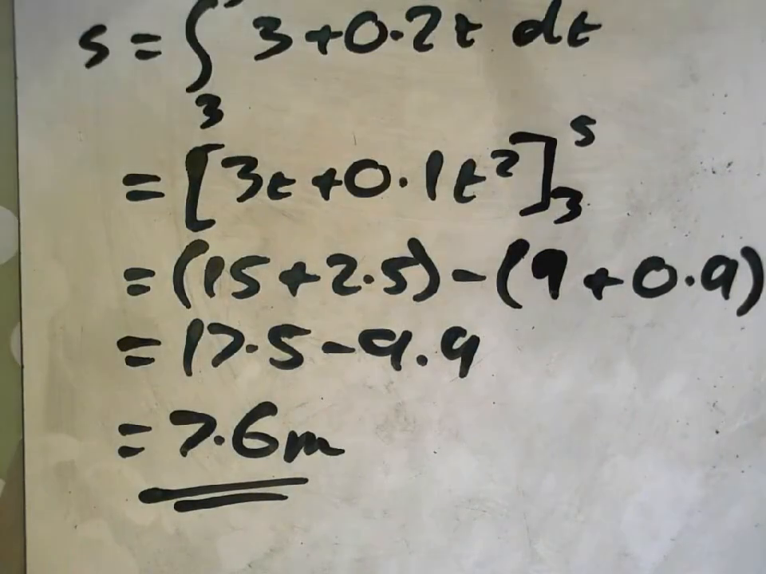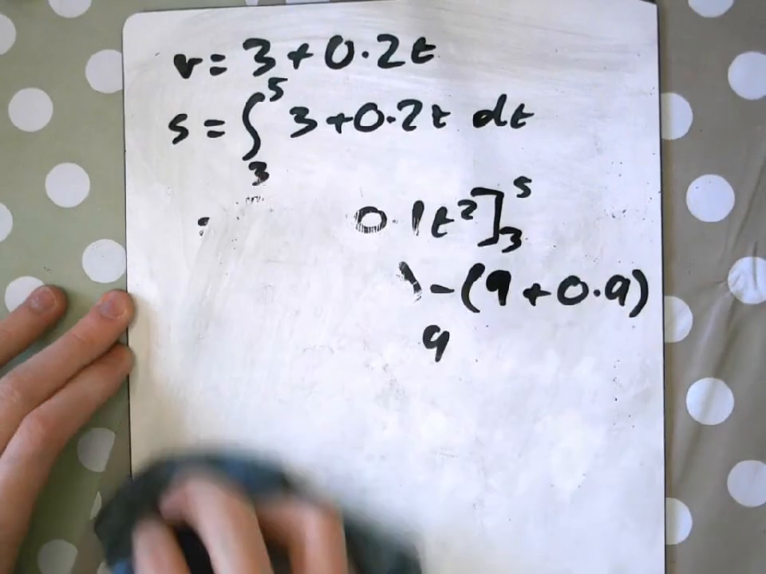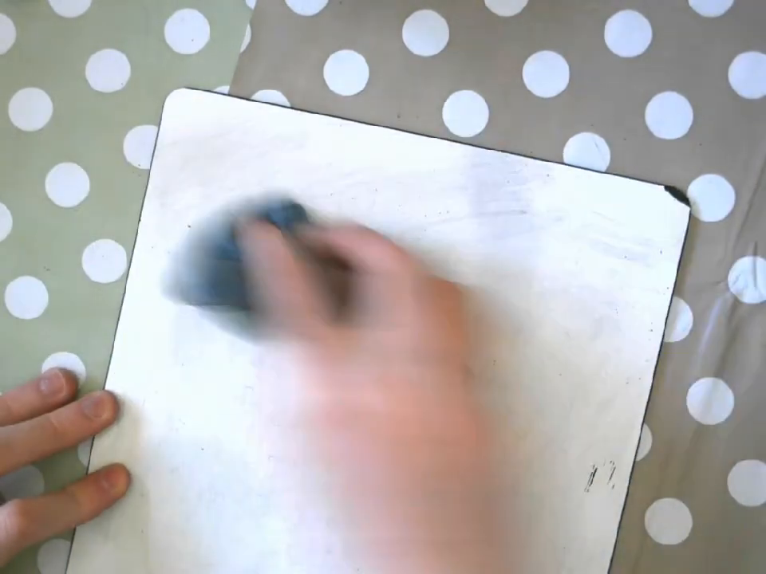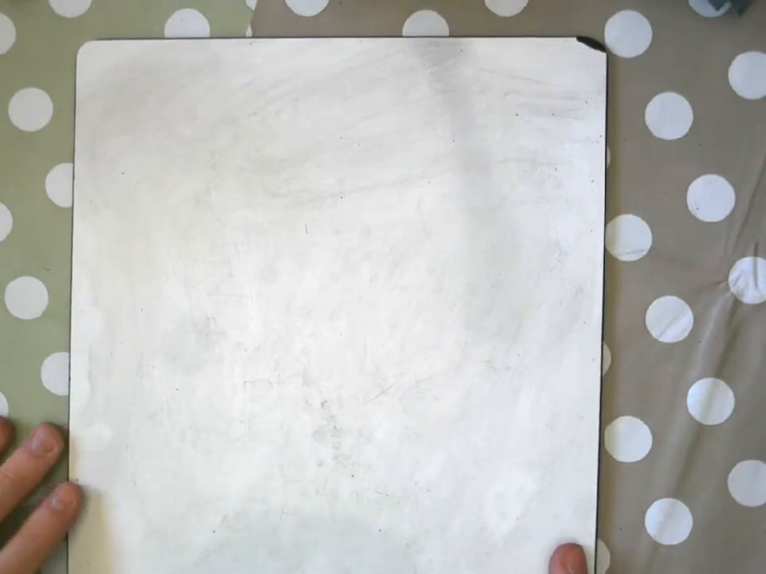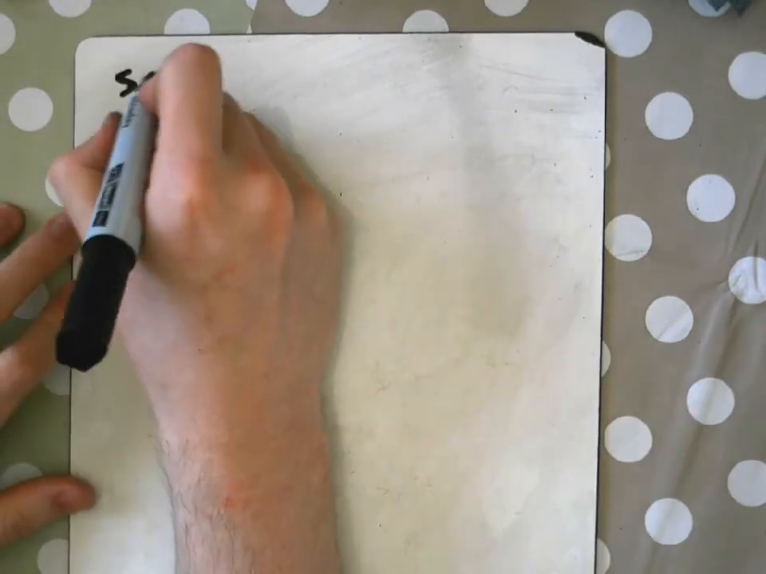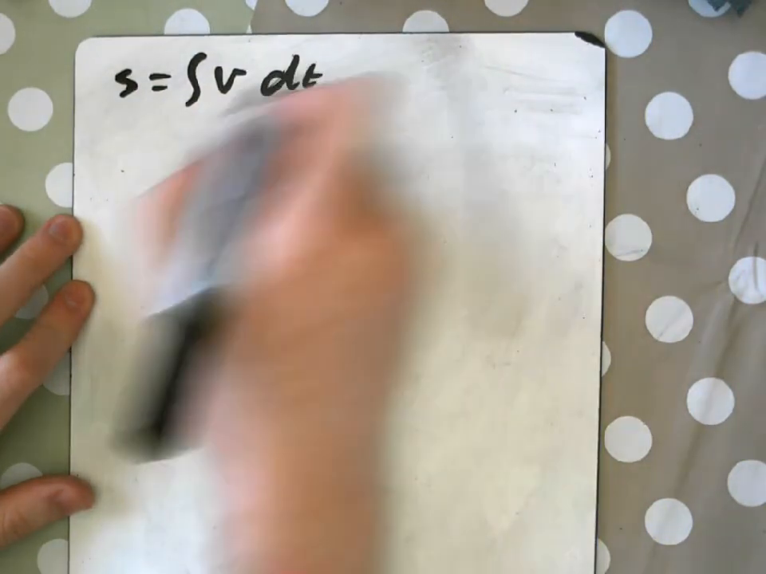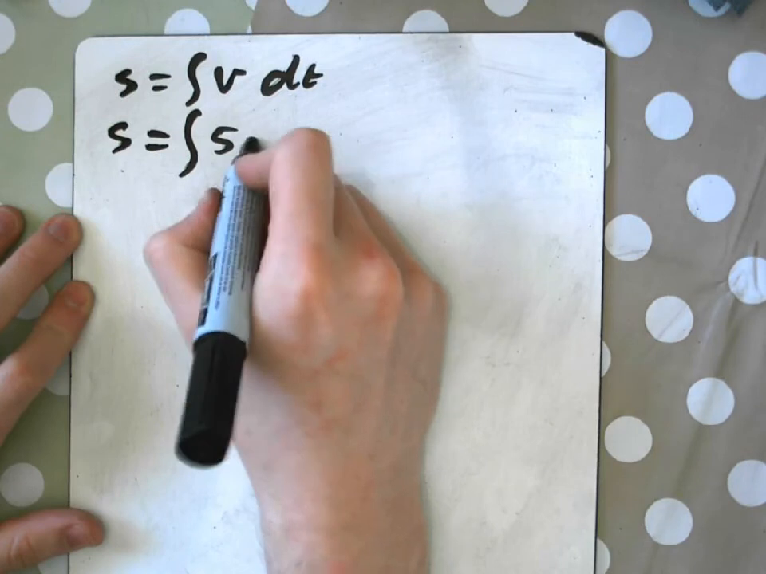Example 2, if you turn and have a wee look at that, tells us that a particle has velocity in meters per second, v equals 5 plus 3t squared, with an initial displacement of 10 meters, and what we're asked is what is the displacement of the particle after 6 seconds. So what we're going to do here is say that, again, displacement is the integral of velocity with respect to t. So in this case, that means we're doing s equals the integral of 5 plus 3t squared.